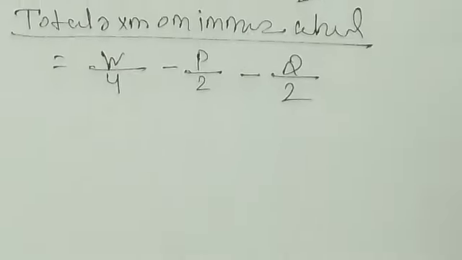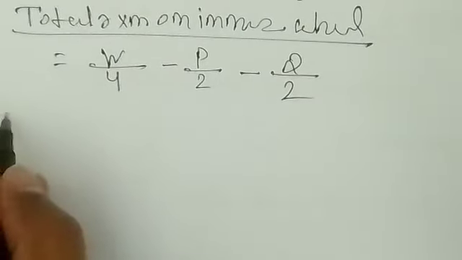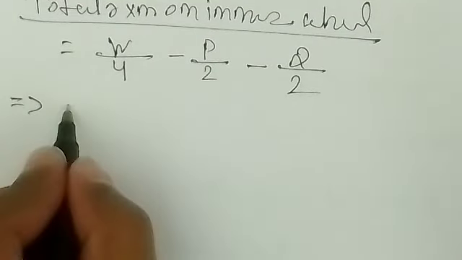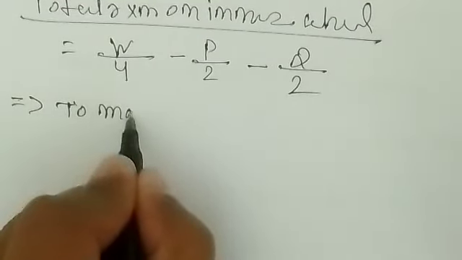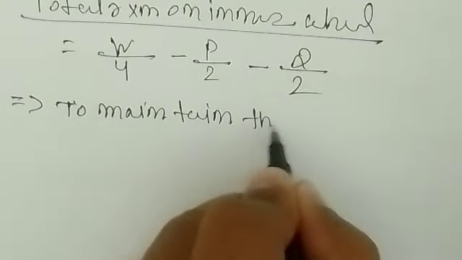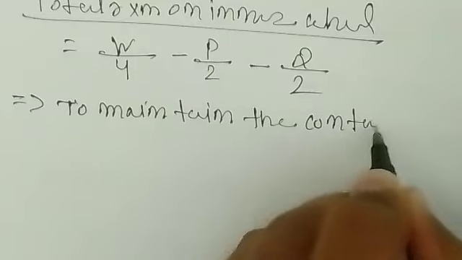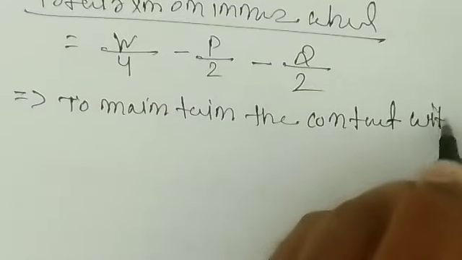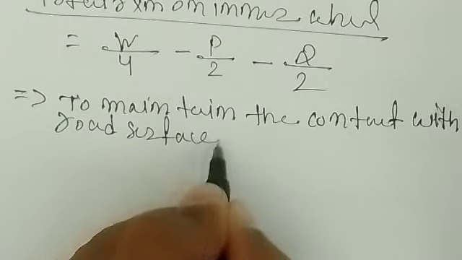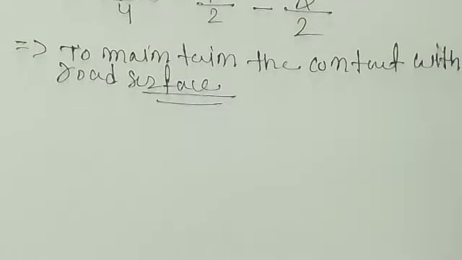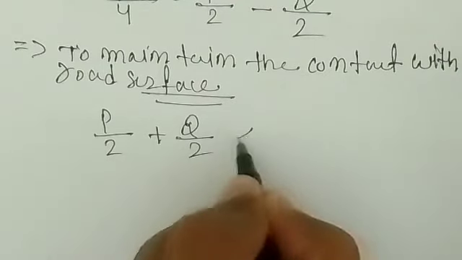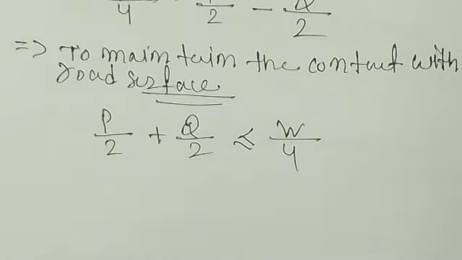It will be possible only when this condition is satisfied. So to maintain the contact with the road surface, what is the limiting condition? The limiting condition is that P by 2 plus Q by 2 should be less than or equal to W by 4. Why this condition?